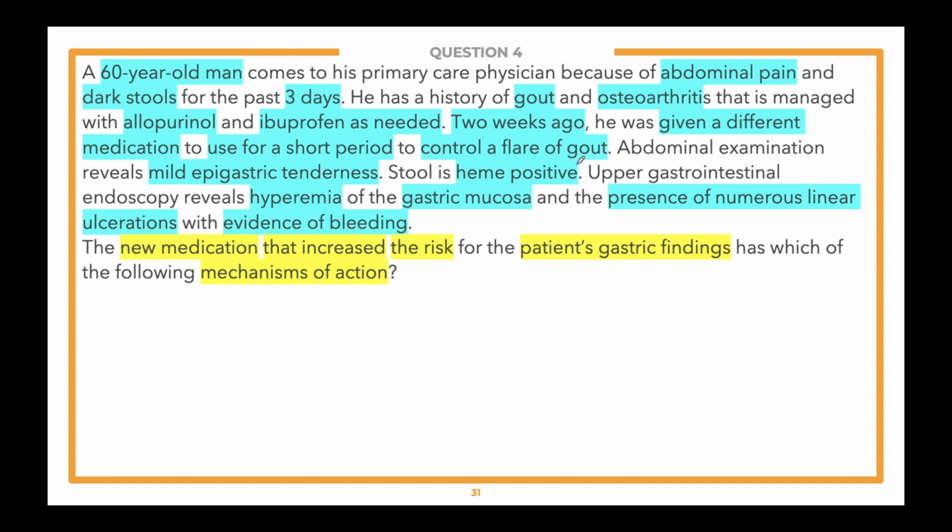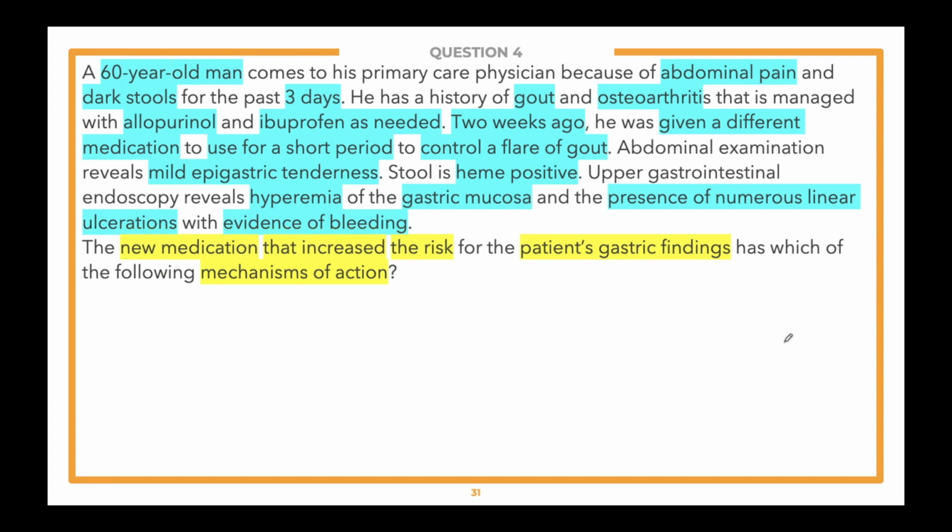So now we've got a 60-year-old male who's coming in because of 2 issues, abdominal pain and dark stools, okay? And we know a little bit about time frame. We know this has been going on for 3 days, okay? We see there that this is a nice clinical question, so there is some information about past medical history, medications he's on, a different medication he was given, okay?